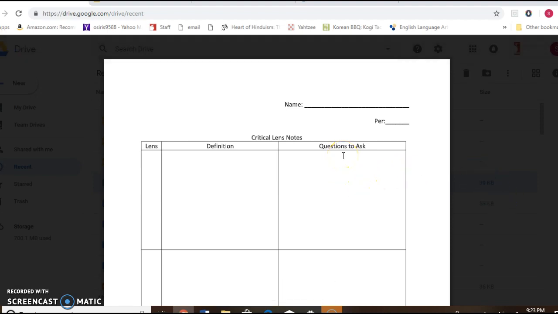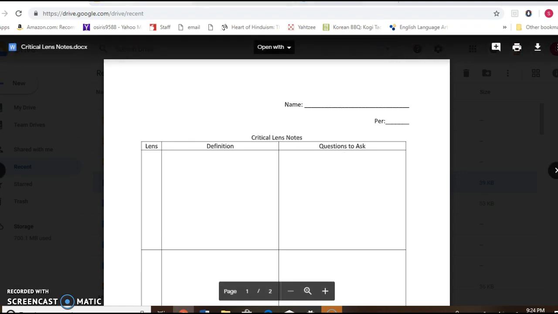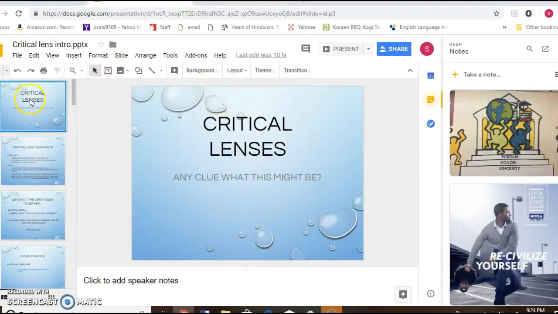These are not questions that you will generate, but they are questions that I'll provide you. And these are the questions you should be asking as you read a text when applying one of these lenses. Okay, so I have this paper out. It should be the first link on Google Classroom if you're absent and doing this after the fact. And we are going to begin our presentation on critical lenses.